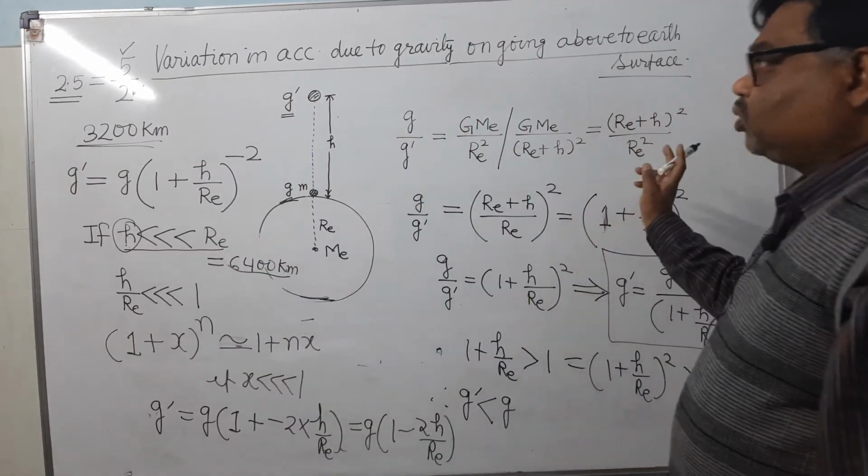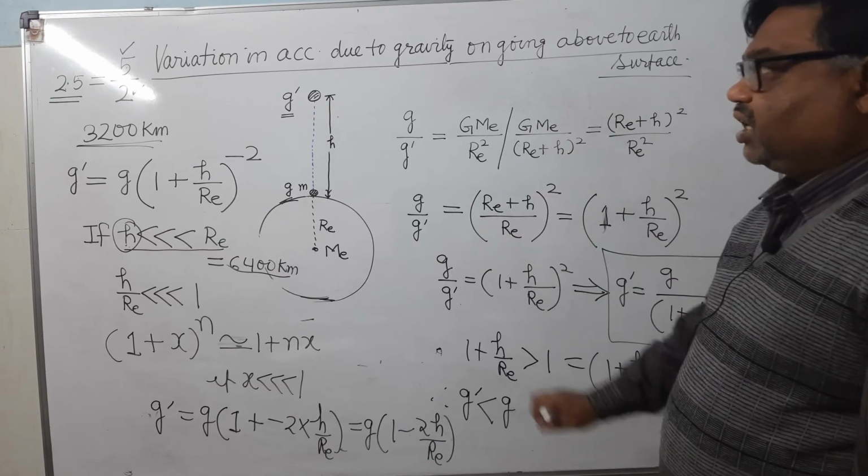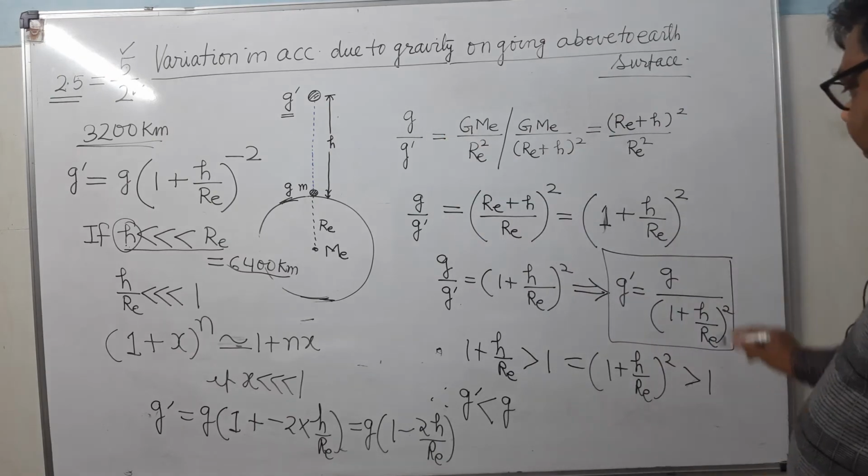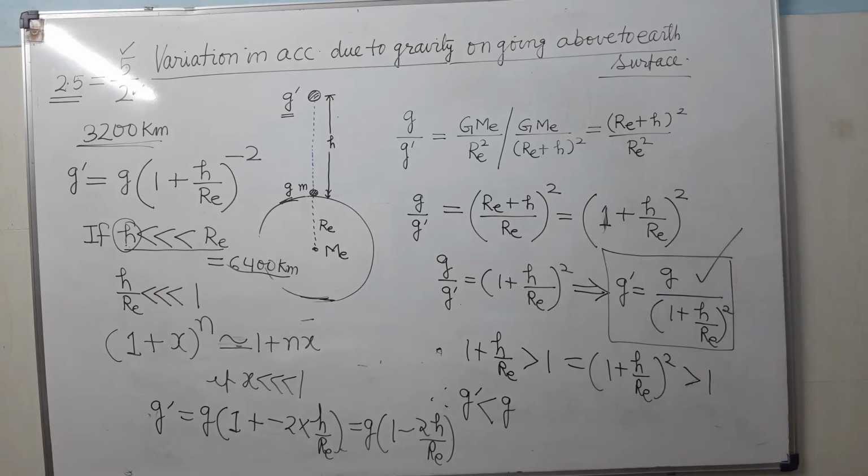On going above the earth surface, what happens? Acceleration due to gravity decreases. And how will you find it? It can be found by this formula. Is it clear? So in the numerical we will use that formula.